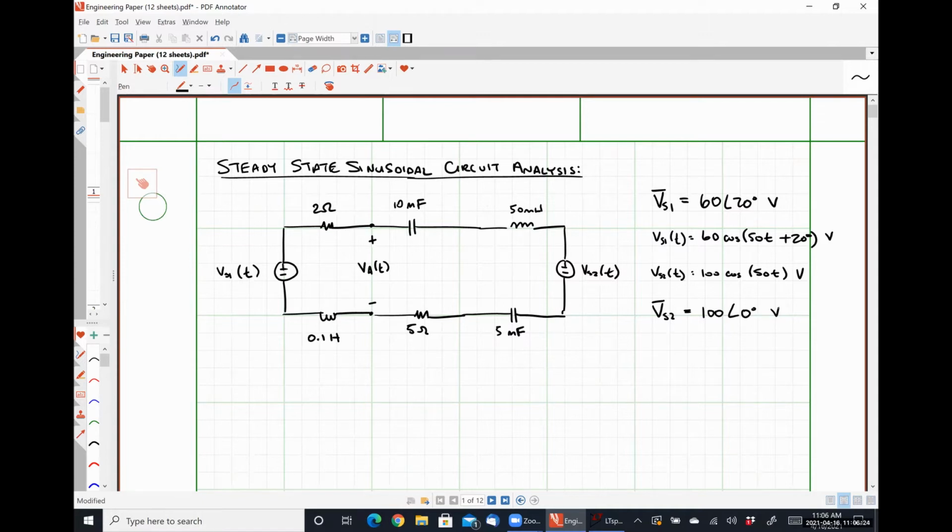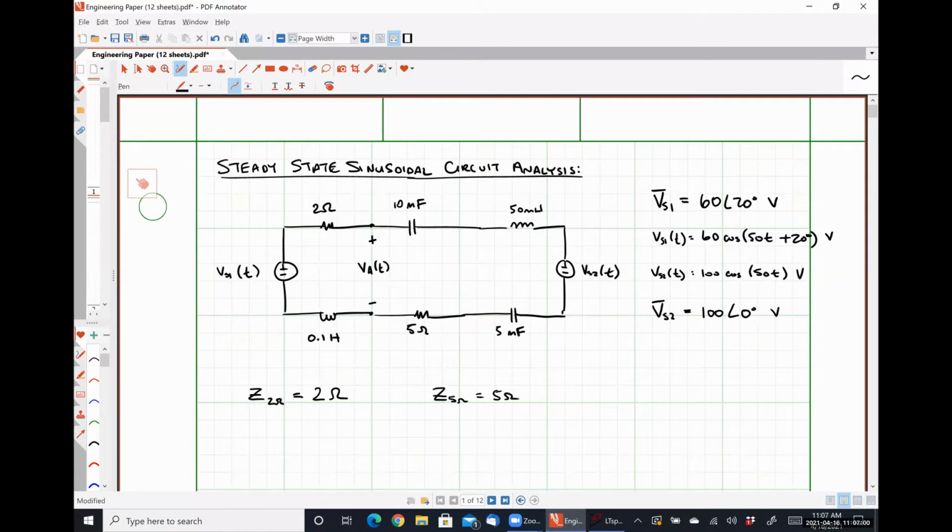How do we go about converting all of our circuit elements over to the frequency domain? That's going to involve using the impedance relationships that we developed at the end of last class. So let's start with something easy. The impedance of our 2 ohm resistor is going to be what? 2 ohms. And similarly, the impedance of our 5 ohm resistor should just be 5 ohms. Nothing wild or crazy there.